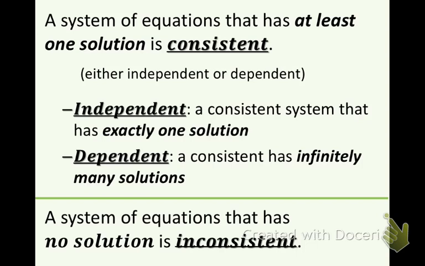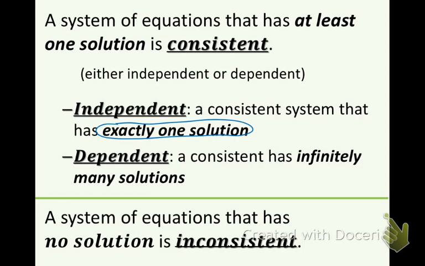Okay, now let's talk about special systems of equations. So far we've just taken a look at one point, but sometimes there is more than one point of intersection or none. So we're at the top of the next page, and we have here a system of equations that has at least one solution is called consistent. And there's two types of consistent systems. The first one's called independent. And an independent system happens when you have exactly one solution.